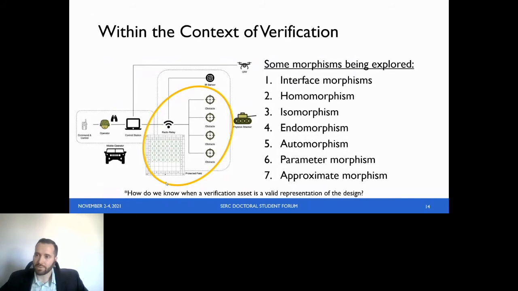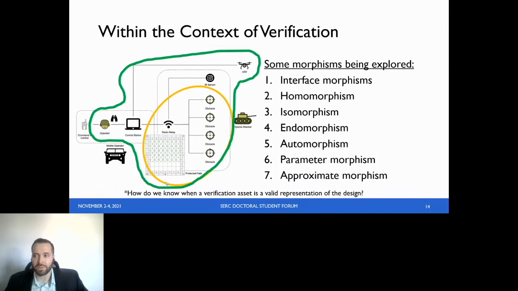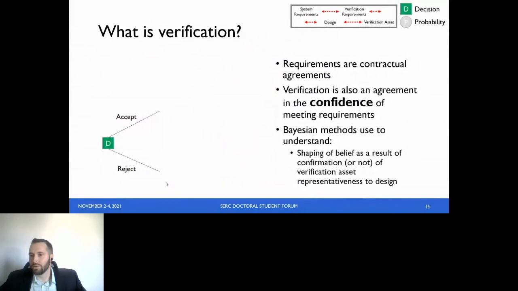Now, when you're looking at the system as a whole in this context, let's just say you draw the boundary around this green area. That's when things become a little bit less clear. For example, if you just wanted to take either the operator or the UAV and ask the question, are these valid abstractions of the system? Maybe not. But with morphisms, we can have a way of defining that. And I'm getting toward the end here.